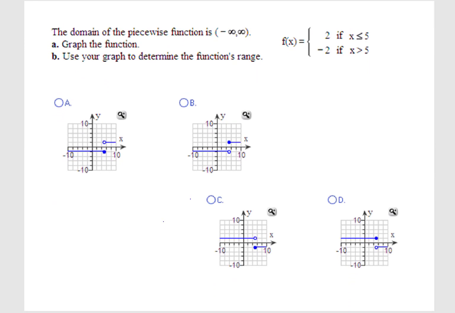Okay, it gives us the domain of this piecewise function as negative infinity to infinity, and then it wants us to graph the function. So I'm going to go ahead and determine what I will be entering in first. The first part of my function is a constant output of 2 if x is less than or equal to 5. And then the second part of my function is also a constant output, but of negative 2 if x is greater than 5.